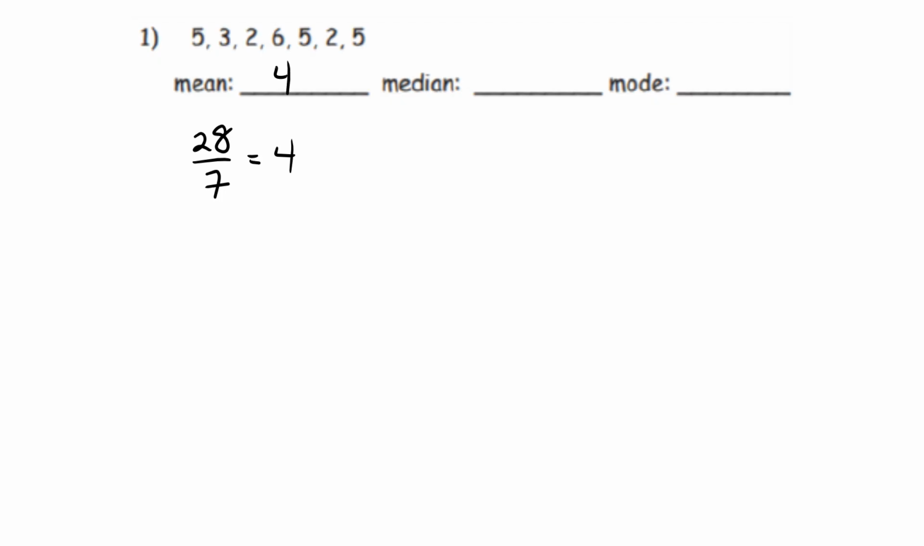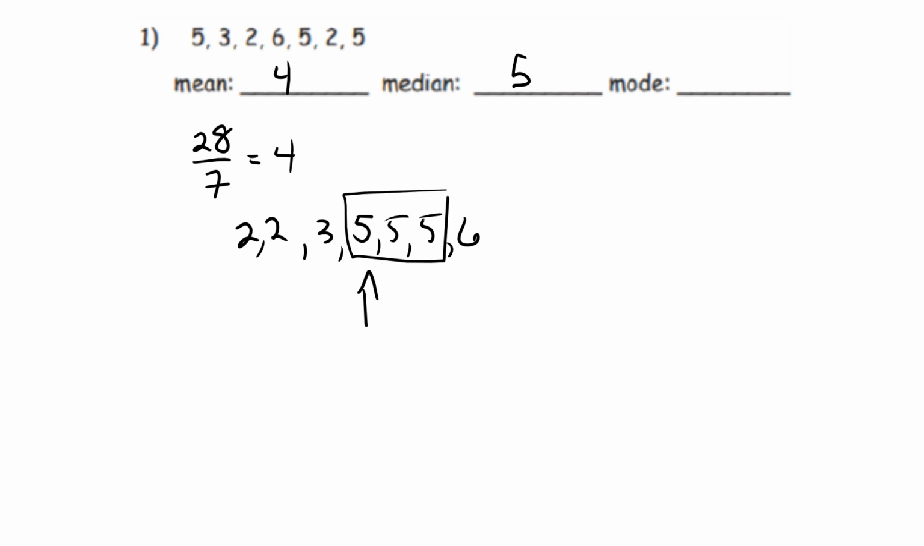To find the median, we need to put all that data in the correct order. We've got 2, 2, 3, 5, 5, 5, and 6. The median in this case is right in the middle, and that's a 5. The mode is also 5 because there are 3 of those.